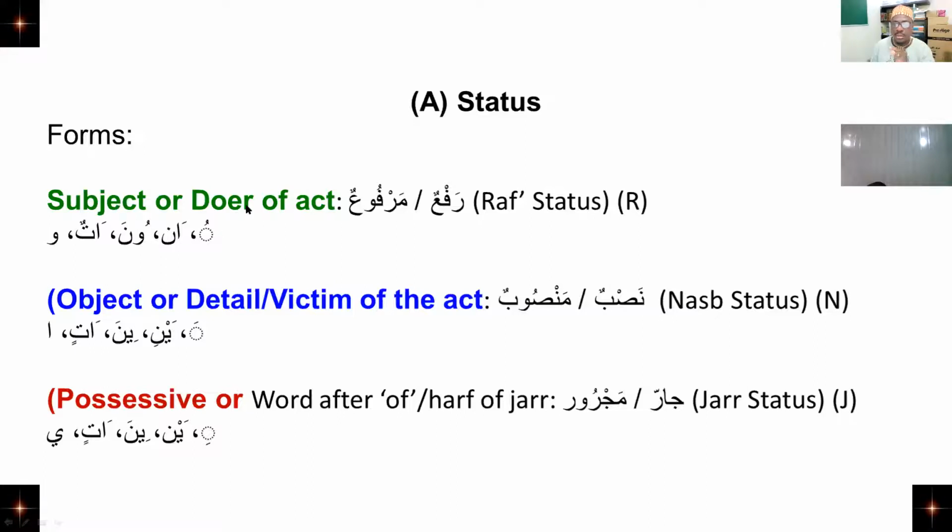Earlier on we talked about a doer, right? Now we are saying a subject or a doer. So a subject will always also be in rafa status. For instance, a subject means the word that raises curiosity. Okay, a word that raises curiosity is the subject.